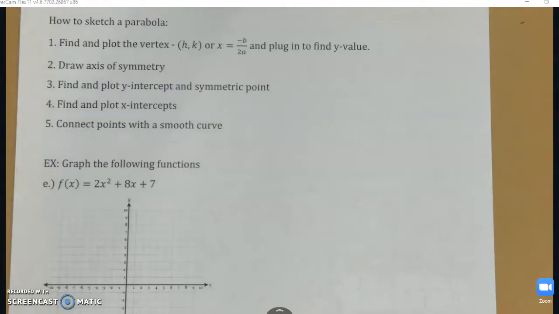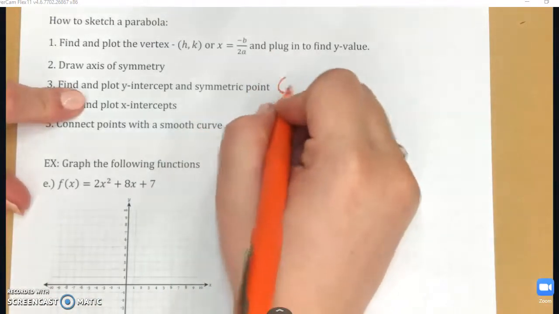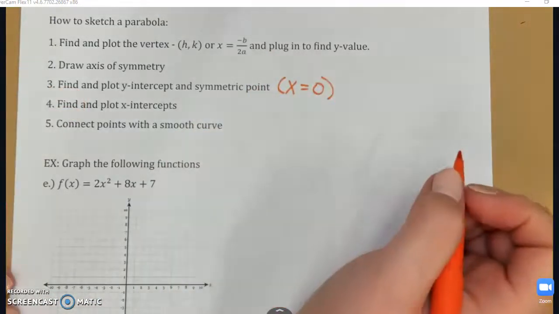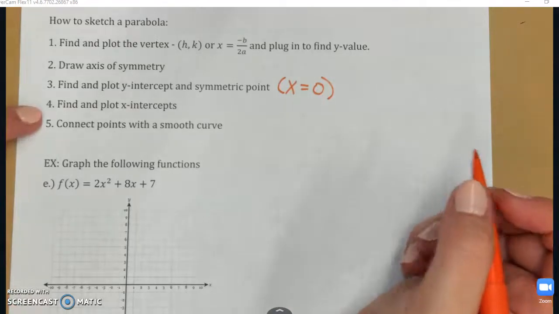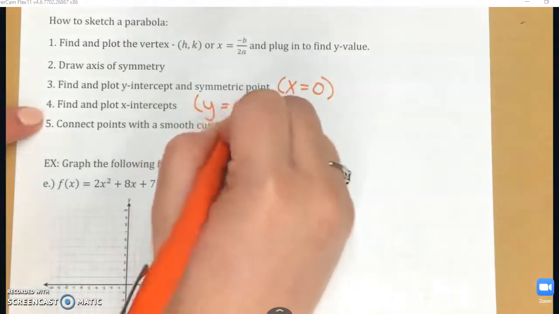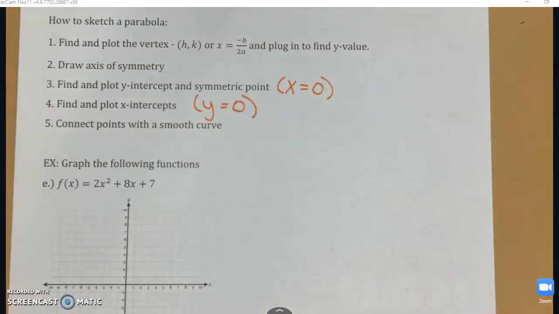Then we draw the axis of symmetry. This is going to be the vertical line through the x-coordinate of our vertex. Then we're going to find and plot the y-intercept and its symmetric point. So remember, y-intercept, this is when x is equal to 0. Then we're going to find and plot the x-intercepts. This is when y is equal to 0. And then we just connect our points with a curve.